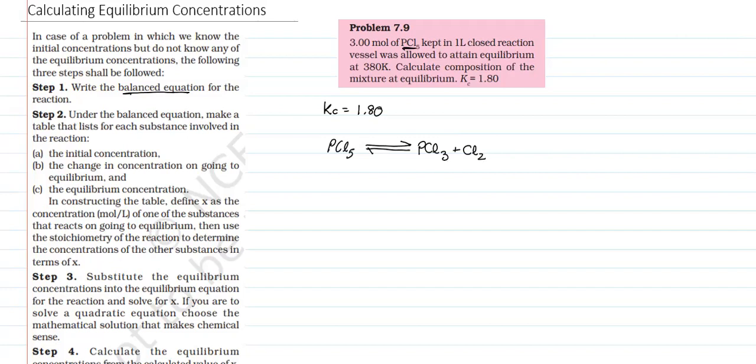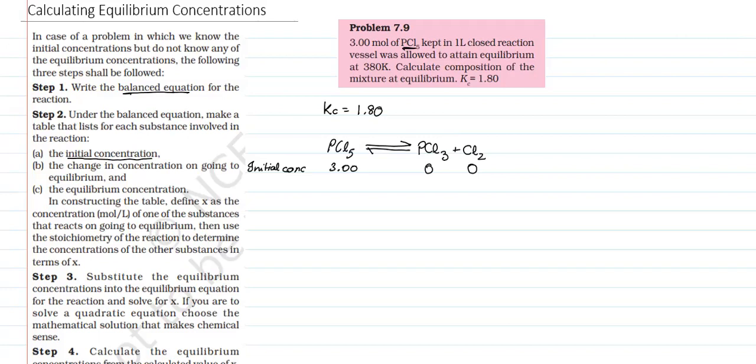Now, under the balanced reaction, make the table that lists for each substance involved in the reaction. So we need the initial concentration. So initially, our initial concentration is going to be 3.00 for PCl5. It's going to be 0 for PCl3 and another 0 for Cl2. Okay, now the next one we need to write in this table is we need to talk about the change in concentration on going to equilibrium.